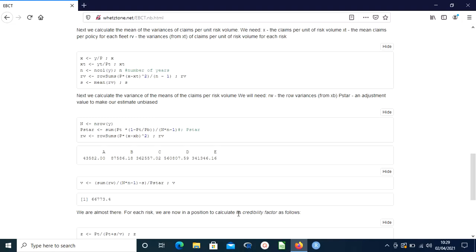Okay, now the point of calculating these things was in order so that we could now calculate the credibility factor. Because remember, what we're trying to do is we want to find out what our claims will be in the coming year. We want to estimate it. We want to try and predict it.